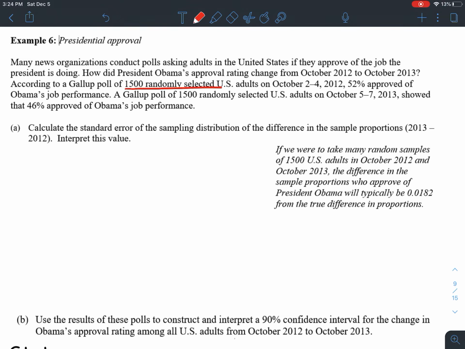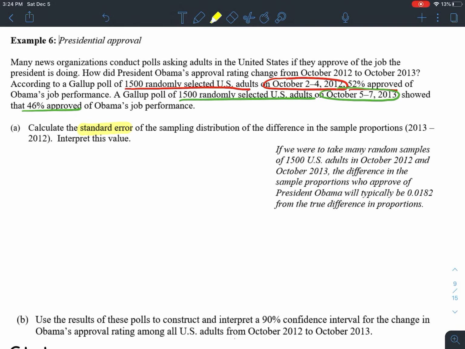According to a Gallup poll, 1,500 randomly selected U.S. adults between October 2nd and 4th in 2012 said that 52% approved of Obama's performance. A Gallup poll of 1,500 randomly selected U.S. adults between October 5th and 7th of 2013 showed that 46% approved of Obama's job performance.